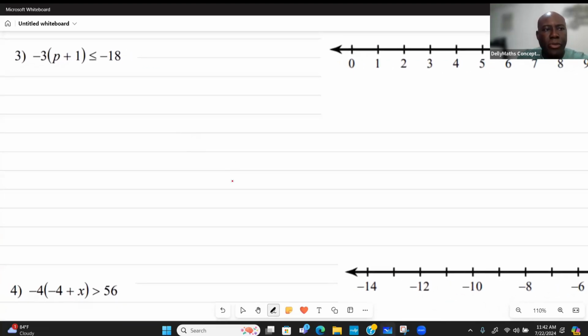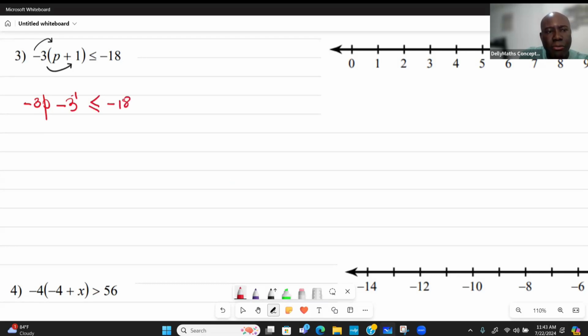For question 3, what we want to do is to distribute. So we're going to distribute our -3 inside the bracket first. So -3 times p would give us -3p. -3 times 1 will give us -3. And this is less than or equal to -18. From here, we're going to be adding 3 to both sides. So we're left with -3p, which is less than or equal to -15. So now we're going to divide both sides by -3.